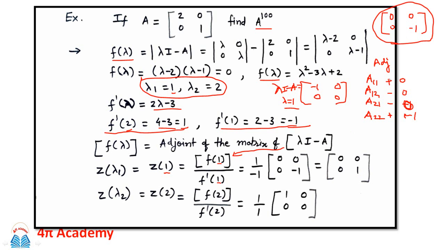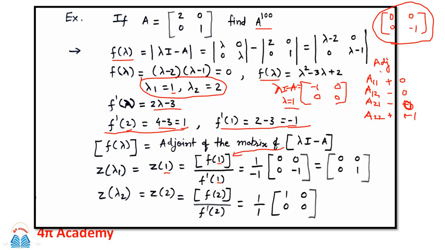So this is our adjoint of the matrix lambda I minus A for the value f of 1. That is 0, 0, 0, minus 1, and this should be divided by minus 1, because f dash of 1 is equal to minus 1. So this will finally be equal to 0, 0, 0 and 1.